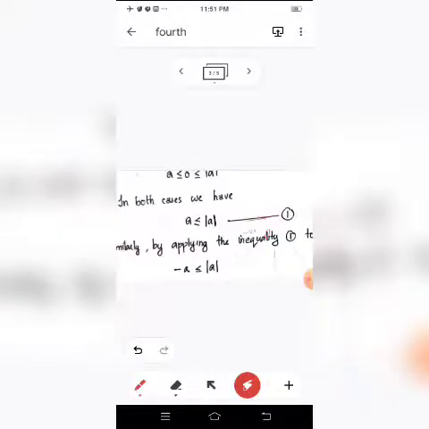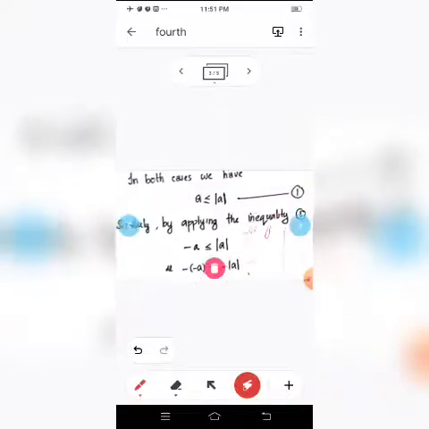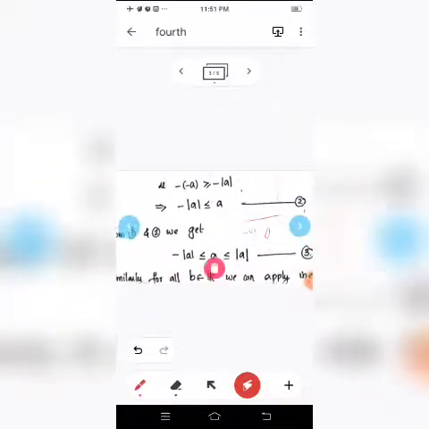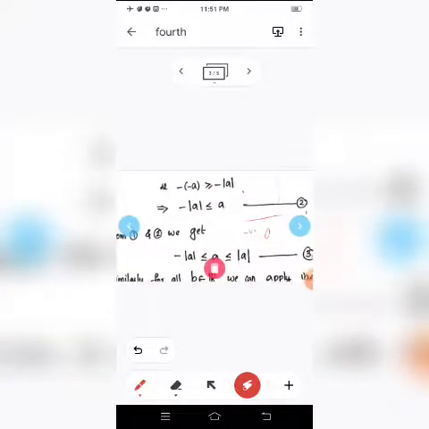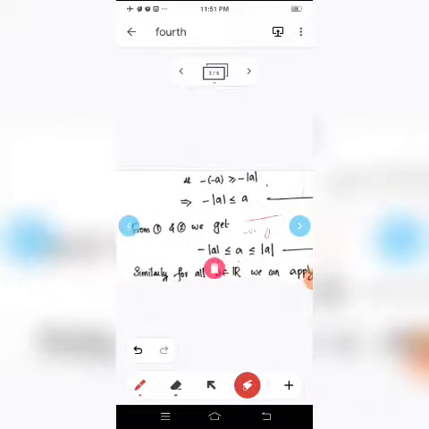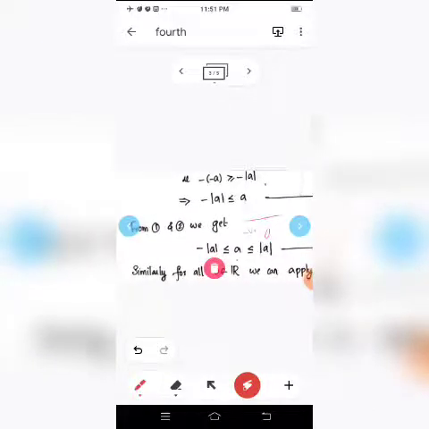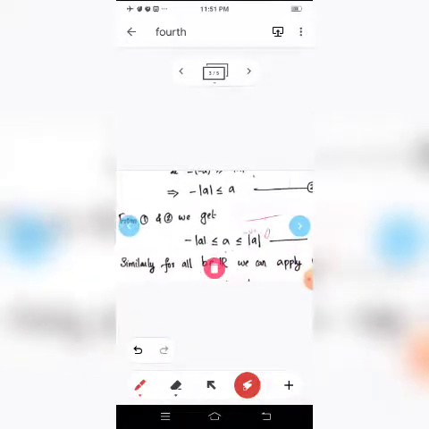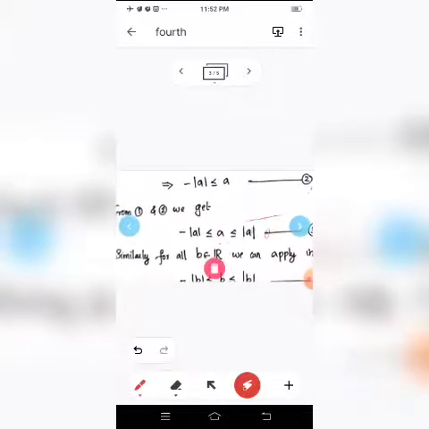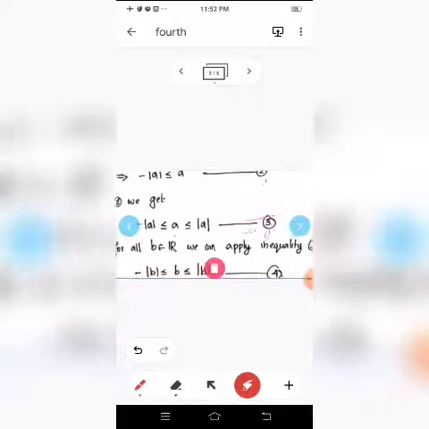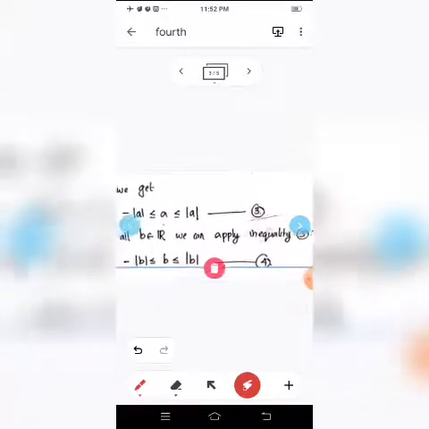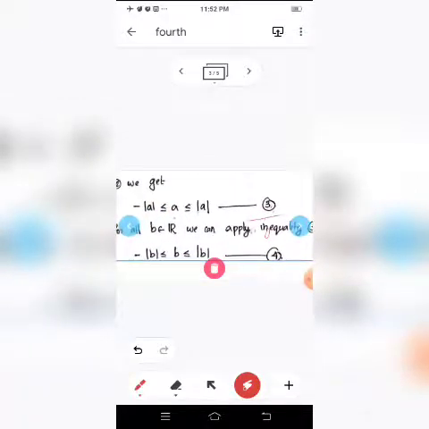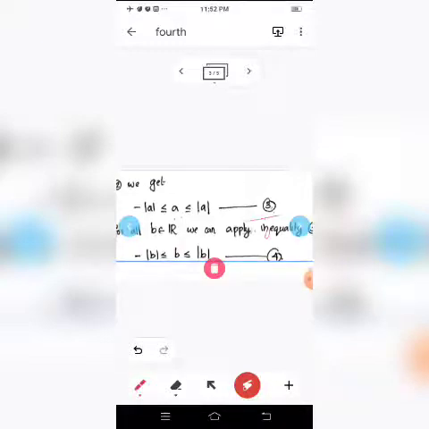So we have the first equation, a less than or equal to mod a. Then the second equation is minus mod a less than or equal to a. From 1 and 2 we get minus mod a less than or equal to a less than or equal to mod a. Similarly, for all b belongs to R, we can apply the inequality, equation 3. Then we get minus mod b less than or equal to b, that is less than or equal to mod b.